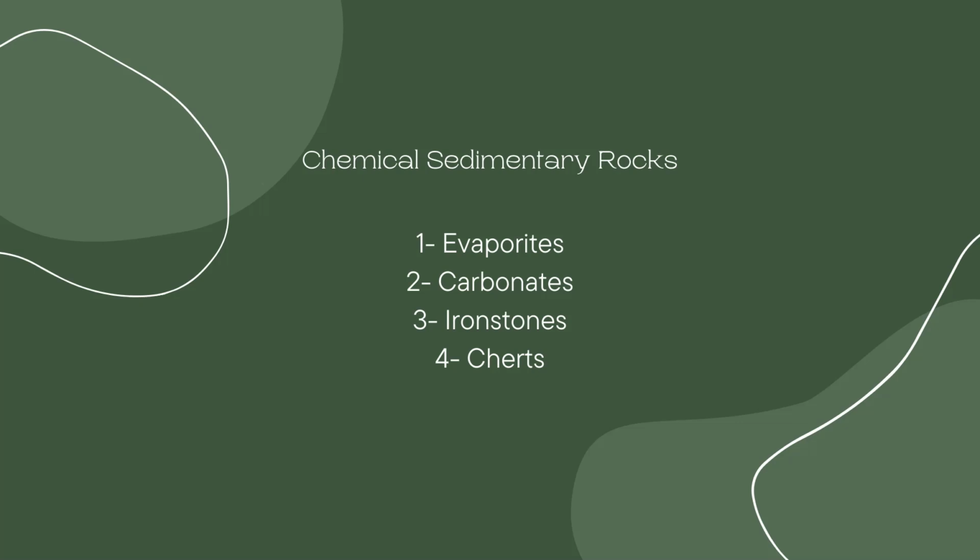Chemical sedimentary rocks can provide important information about the environmental conditions under which they were formed, such as the climate, the type of water body, and the type of organisms that were present at the time. They can also be important sources of valuable minerals, such as salt, gypsum, and iron.